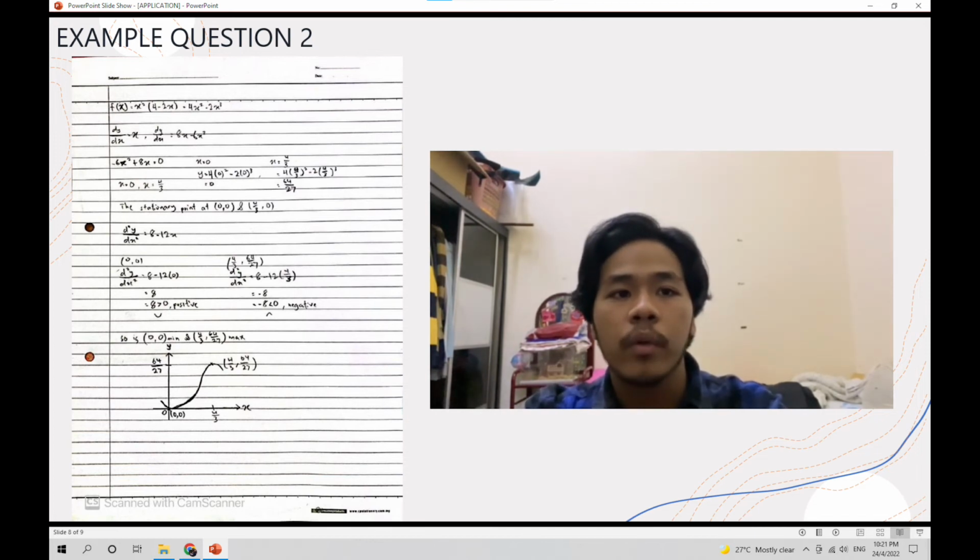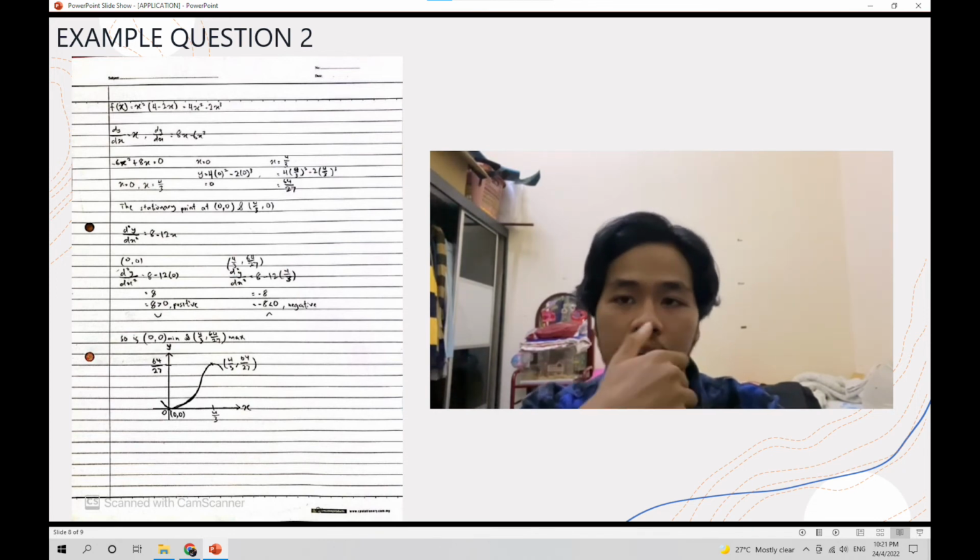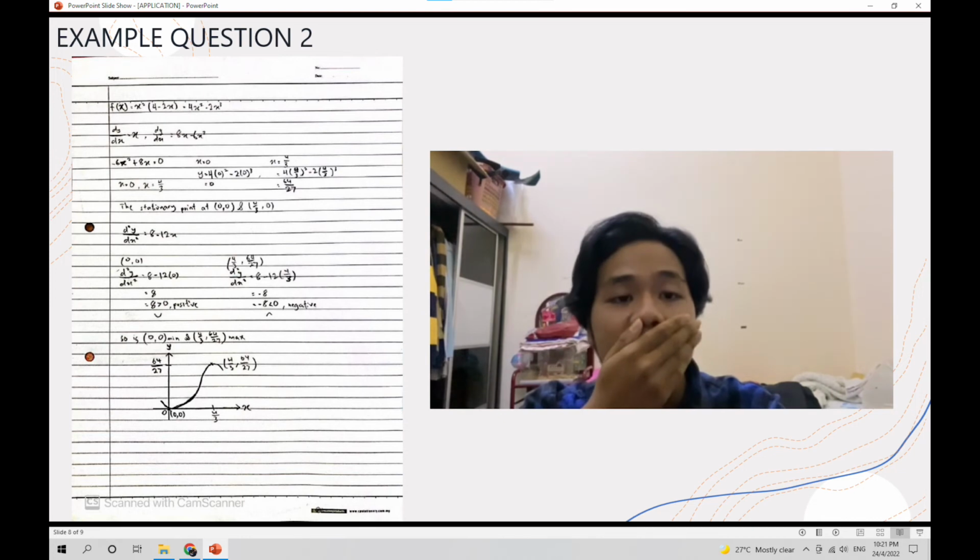So d squared y per dx squared equal to 8 minus 12x. For (0, 0), d squared y per dx squared equal to 8 minus 12 times 0. So you get the answer 8. So 8 is more than 0, so it's positive. So when positive, our graph will be like a smile like this.